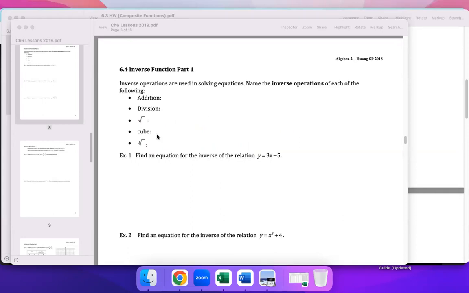Inverses. Okay. When you guys hear the word inverse, what do you guys think of? Yeah, opposite, exactly. It's like opposites.